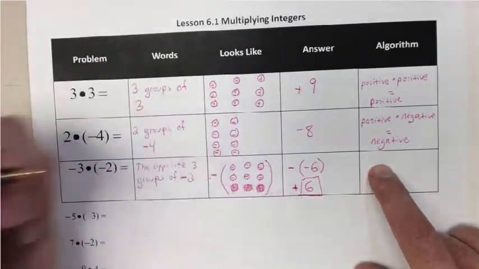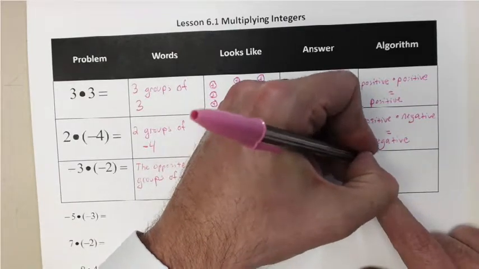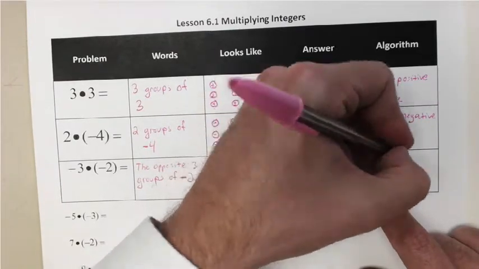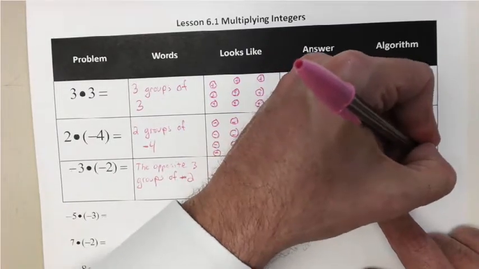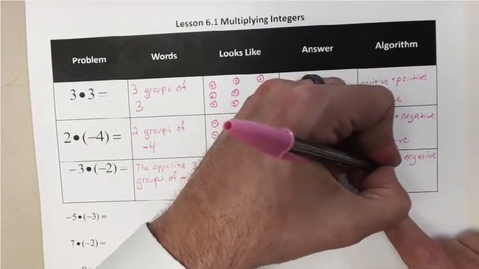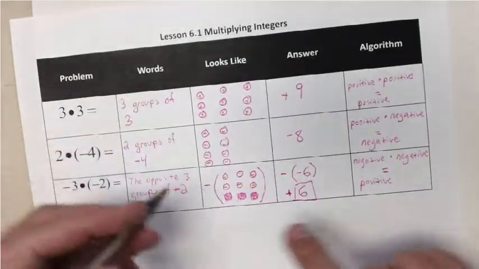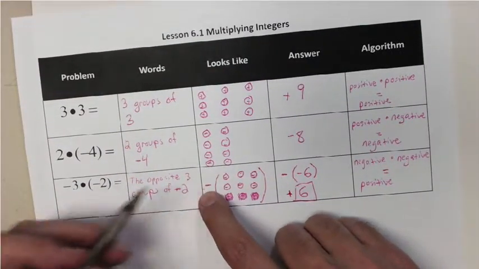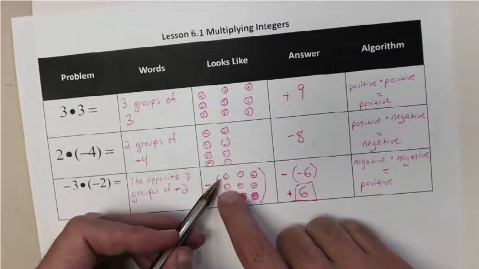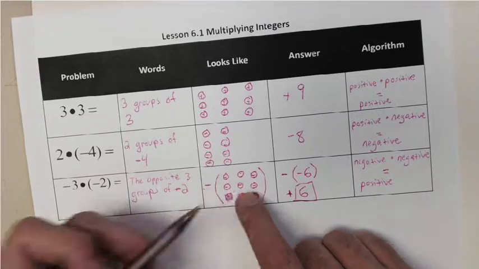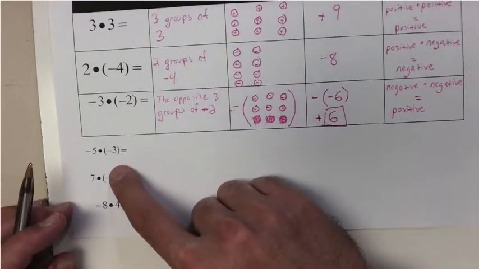Alright, so our algorithm here, our trick, anytime we have a negative times a negative, that's going to equal a positive. And here's why. It's saying a negative times a negative is like saying the opposite of 3 groups of negative 2. So that's why. So let's look at these example problems right here.